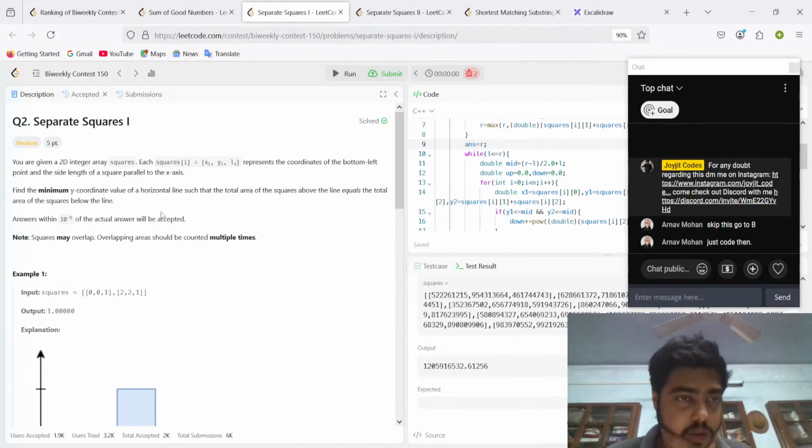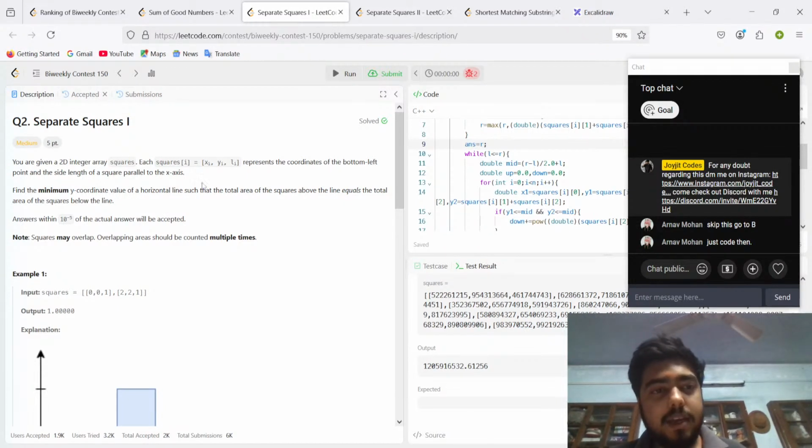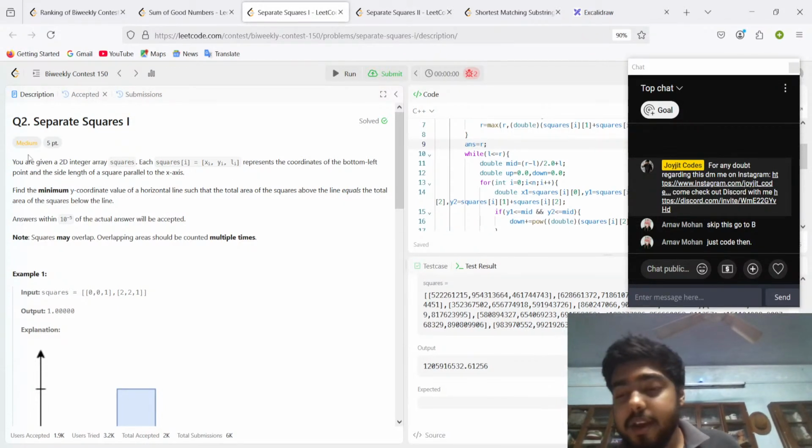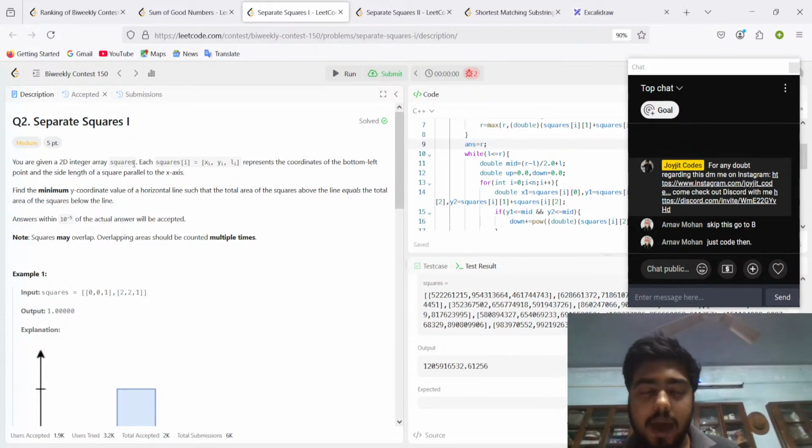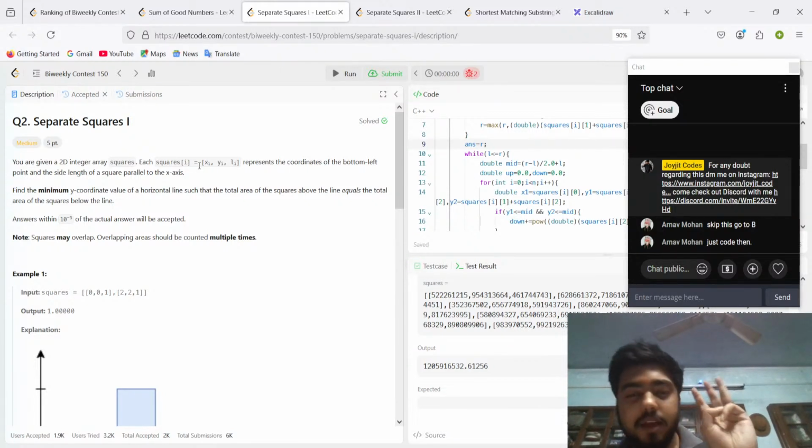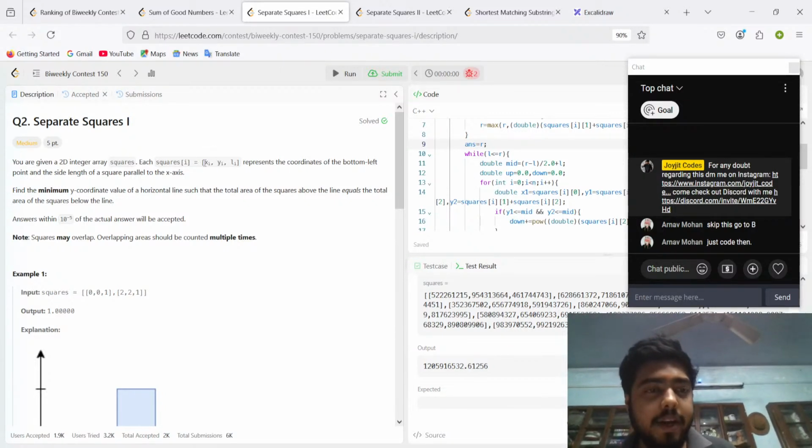See, squares[i] is equal to [xi, yi, li]. Okay, we are given a 2D integer array called squares, and each of the squares has three things. One is the coordinate from which it starts, x of i, y of i, which represent the coordinate of the bottom left point.